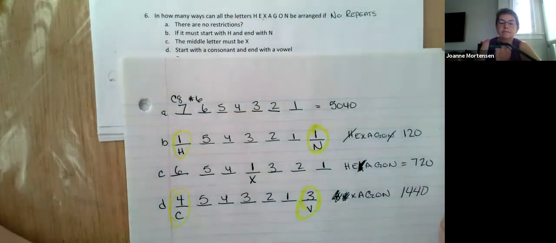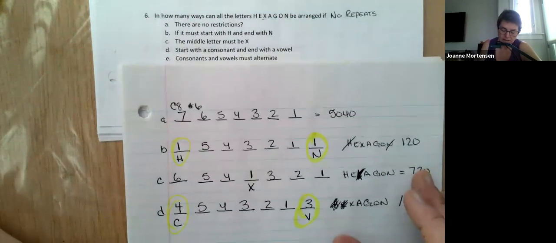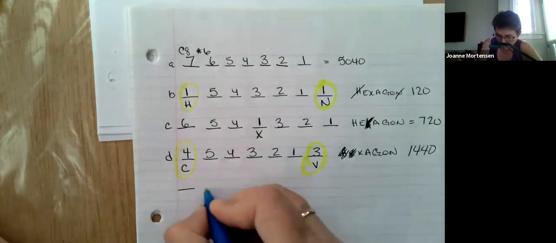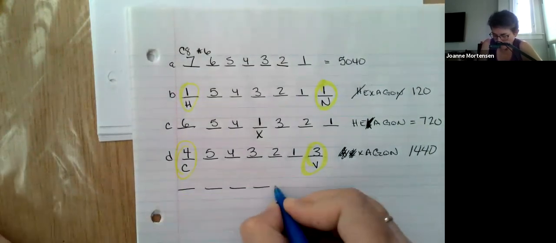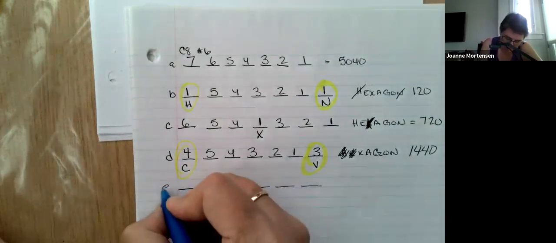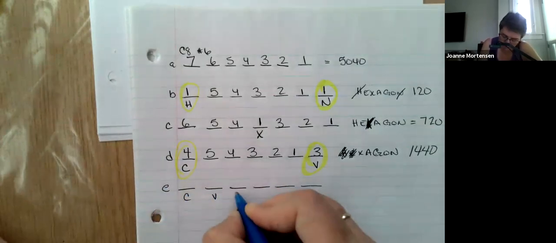There we go. Now E, consonants and vowels must alternate. So 1, 2, 3, 4, 5, 6. Consonant, vowel, consonant, vowel, consonant, vowel. Oopsies. 1, 2, 3, 4, 5, 6.